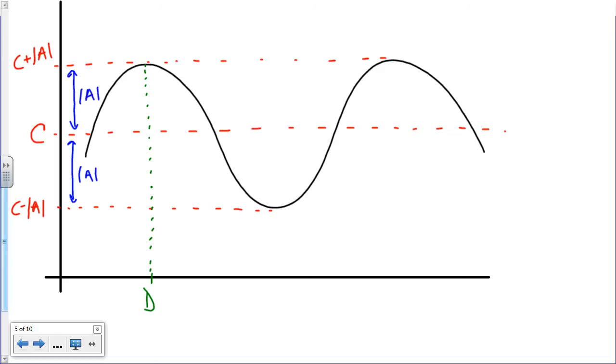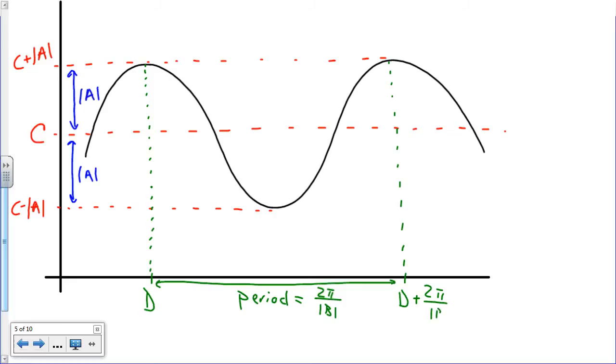And then the last piece to this is to determine the period. The period is the distance, in this case, from one maximum to the next maximum. So this horizontal distance here is the period, which of course is equal to 2 pi divided by the absolute value of b. I guess if you wanted to name this point, it would be d plus 2 pi over the absolute value of b, you could. That usually isn't necessary, but that would be the name of it. Okay, so there's the A, B, C, and D and how they all fit into our graph.